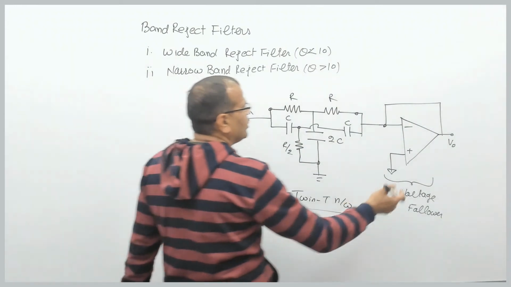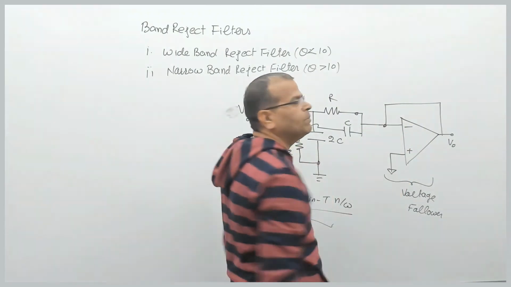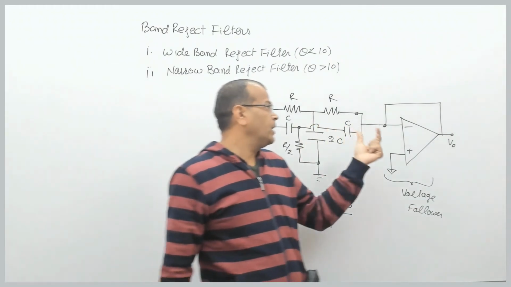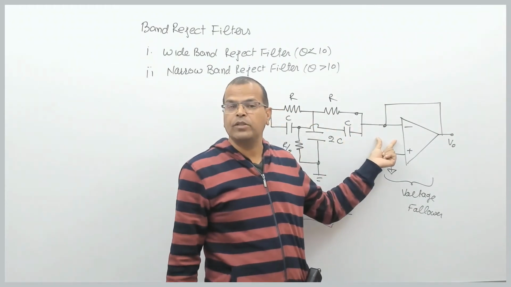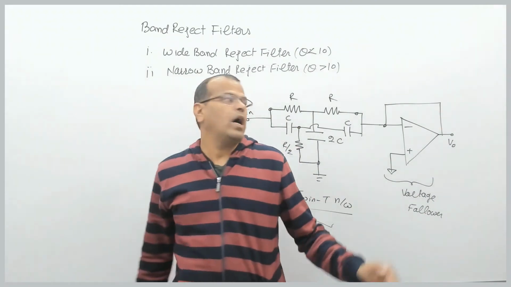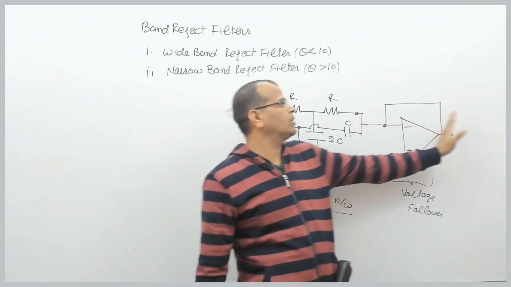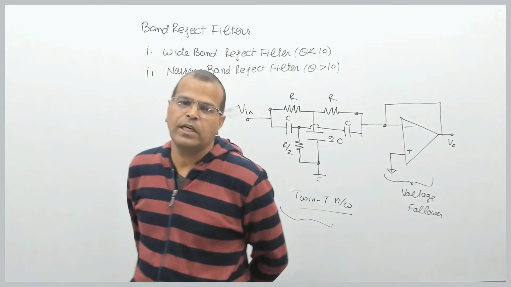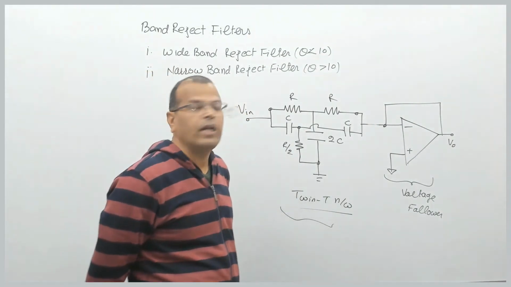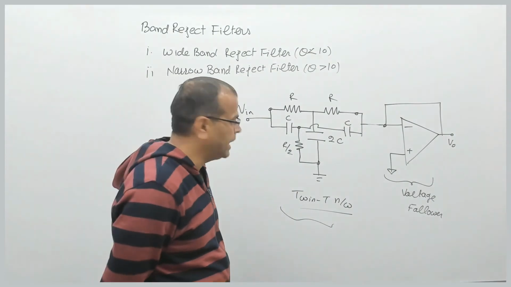Now, what is the function? The voltage follower circuit is basically used to provide isolation. What is the meaning of isolation? It provides very high impedance on the input side and very low impedance on the output side. So the high impedance on this side is matched with the low impedance on that side. That's why we call this impedance matching. And it has unity voltage gain.